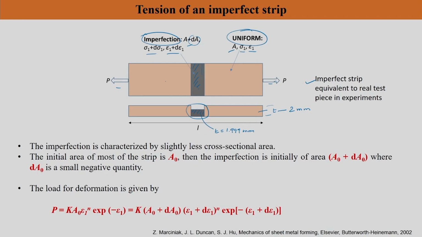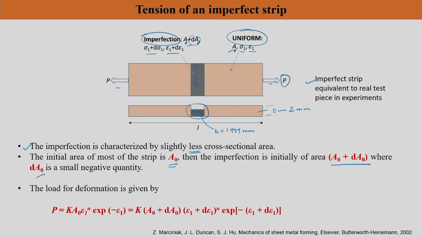I have written here that the imperfection is characterized by a slightly lesser cross sectional area. The initial area of most of the strip is A naught, or you can say A, either way is fine. That means in the uniform region it is A naught. Then the imperfection is initially of area A naught plus dA naught, where dA naught is a small negative quantity. You can call this A naught also, it is going to refer to the original area of cross section, nothing else. So, in the uniform region it is A naught, and in this region it is A naught plus dA naught. Now how do you calculate load for this particular situation?